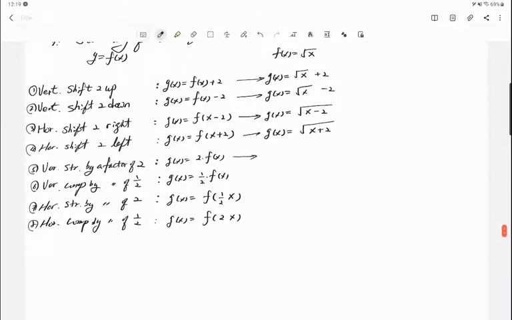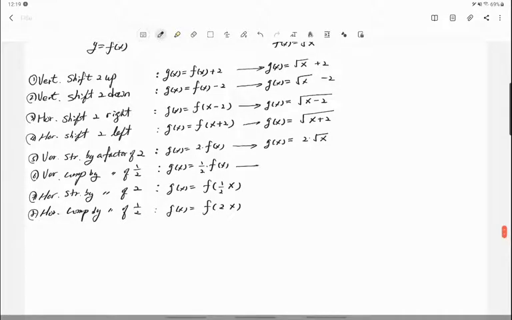All right. And then vertical stretch by a factor of 2. So vertical stretch is what? Multiply f of x by 2. So f of x is square root of x. So multiply this by 2. So the graph will be vertically stretched by a factor of 2. So all the y values are multiplied by 2, right?